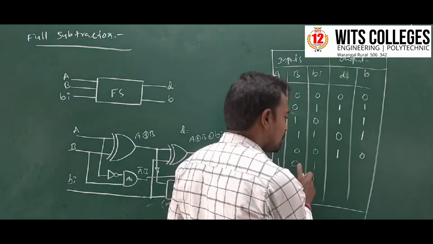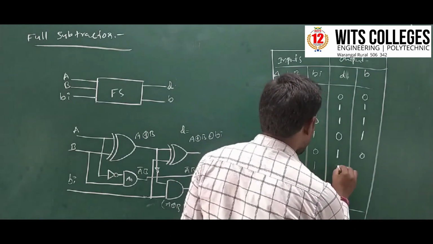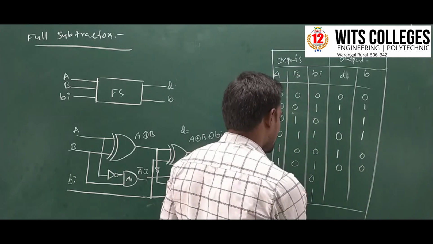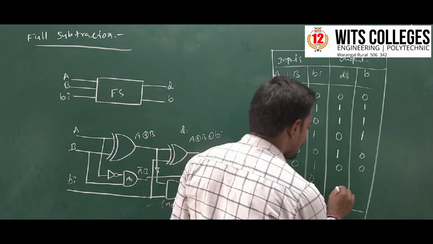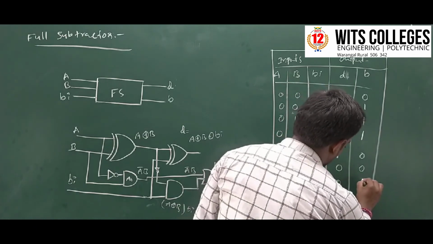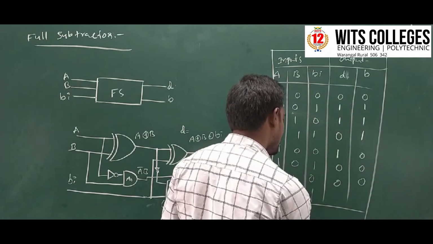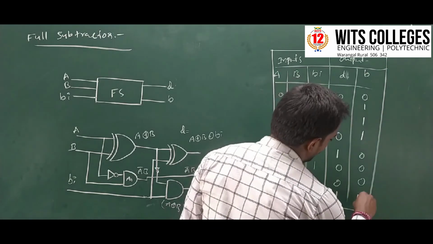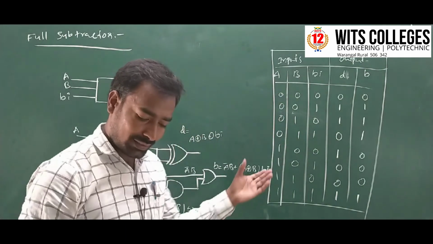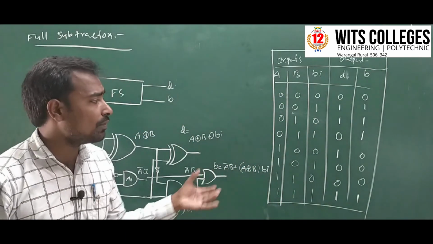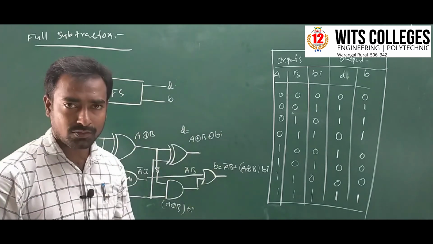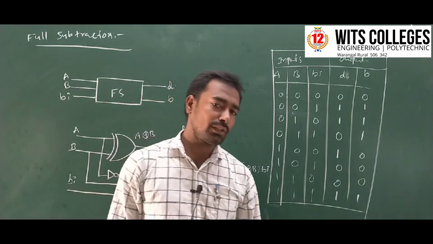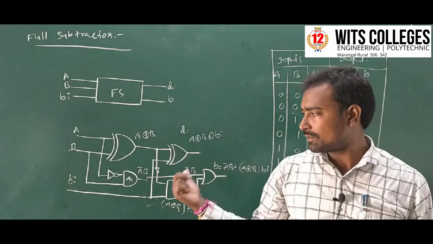Next, 1 minus 0 minus 1 is equal to 0, and borrow is equal to 0. Next, 1 minus 1 minus 0 is equal to 0, and borrow is equal to 0. Next, 1 minus 1 minus 1 gives difference 1, and borrow is equal to 1. So this is the truth table of the full subtractor. So this is the working of the full subtractor and combination logic circuit.